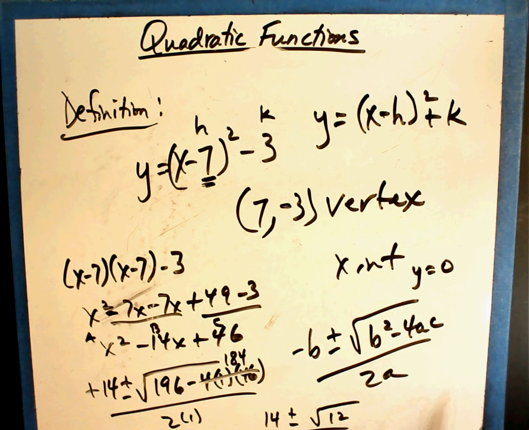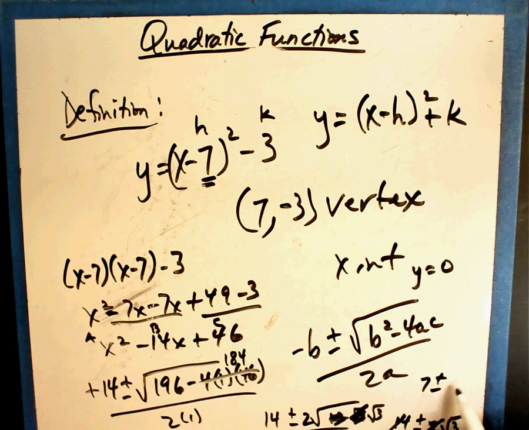Can I simplify that? Well, I can't take the square root of 12, but I know that's 4 times 3, and I can take the square root of both of those. The square root of 4 is 2, and that comes out here. So that becomes 14 plus or minus 2 square roots of 3 over 2. All that's left under there is the square root of 3. I see a 2 comes out of all of them. Whew, finally got it. 7 plus or minus the square root of 3.